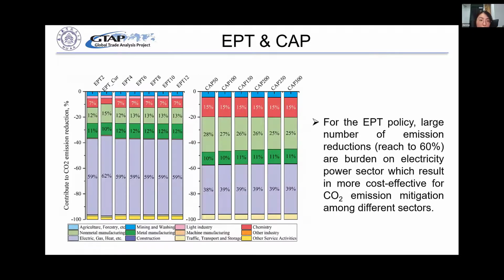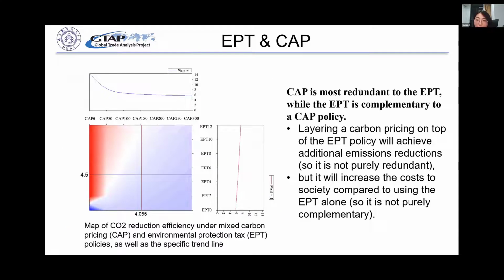We ran the scenarios together. We can say that adding a carbon price on top of the environmental protection tax will achieve additional emissions reduction, but it will also increase the cost to society compared to using the environmental protection tax alone.